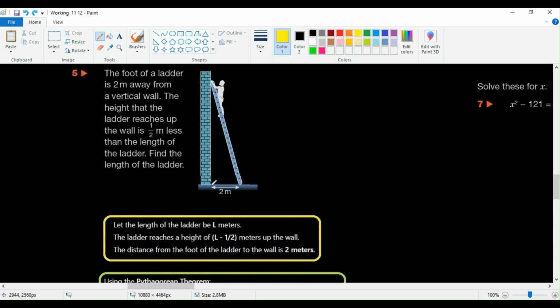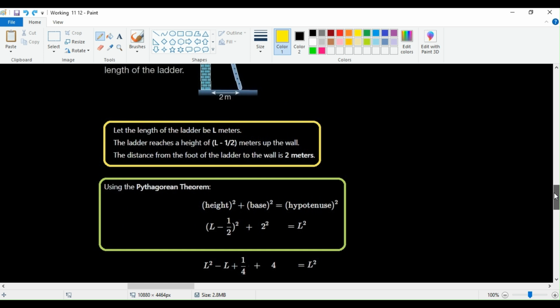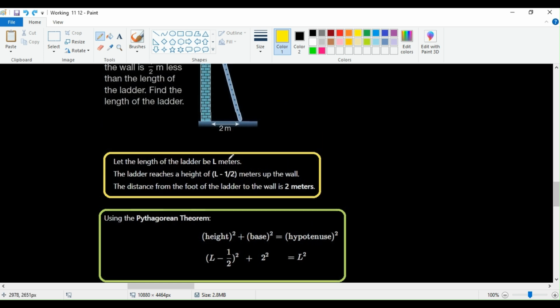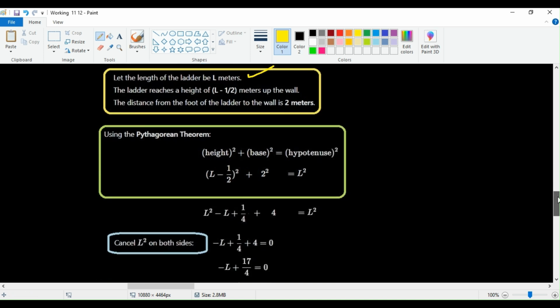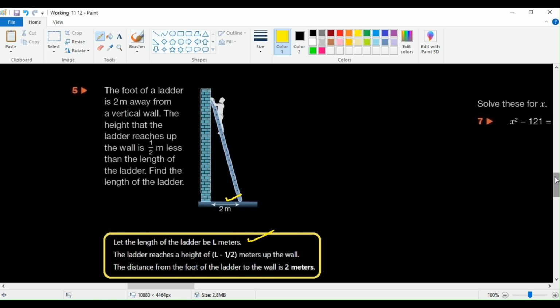Distance between the wall and the ladder is 2 meters. Okay, the length of the ladder, we suppose it is L, and the ladder reaches the height L minus half meters up the wall. The distance from the foot of the ladder to the wall is 2 meters, which I've already explained. Now, using Pythagoras theorem, we know very well the height is L minus half, plus the base, which is already given, which is 2, equals the hypotenuse, which is the length of the ladder.